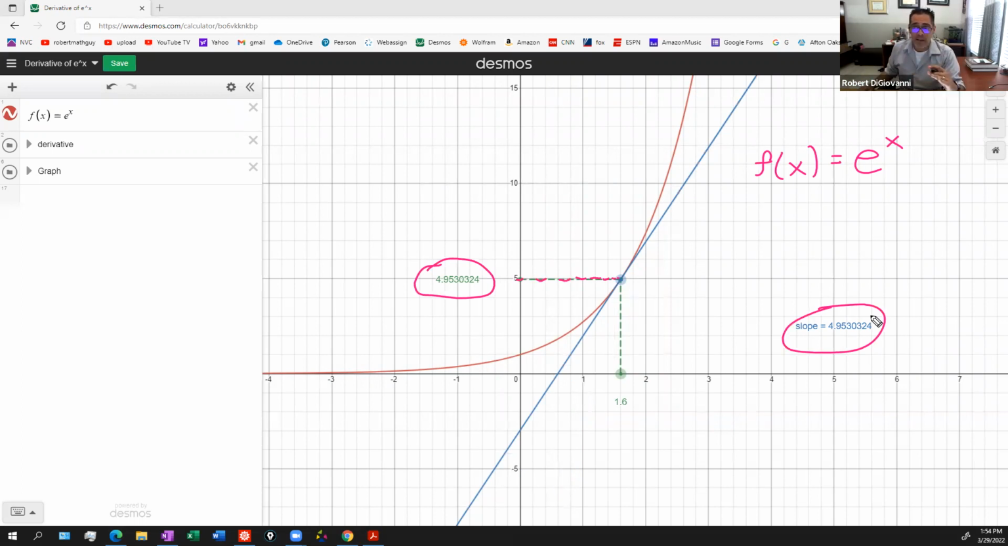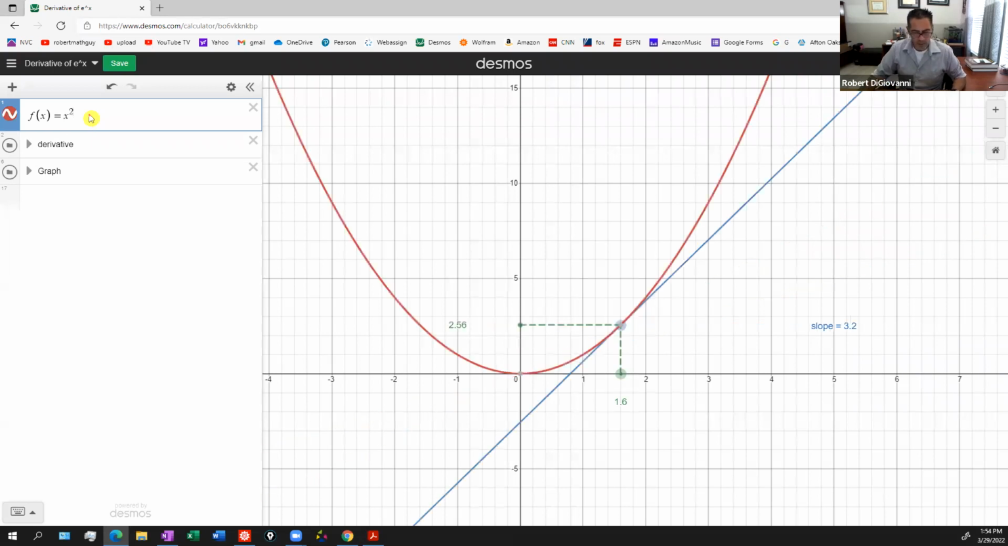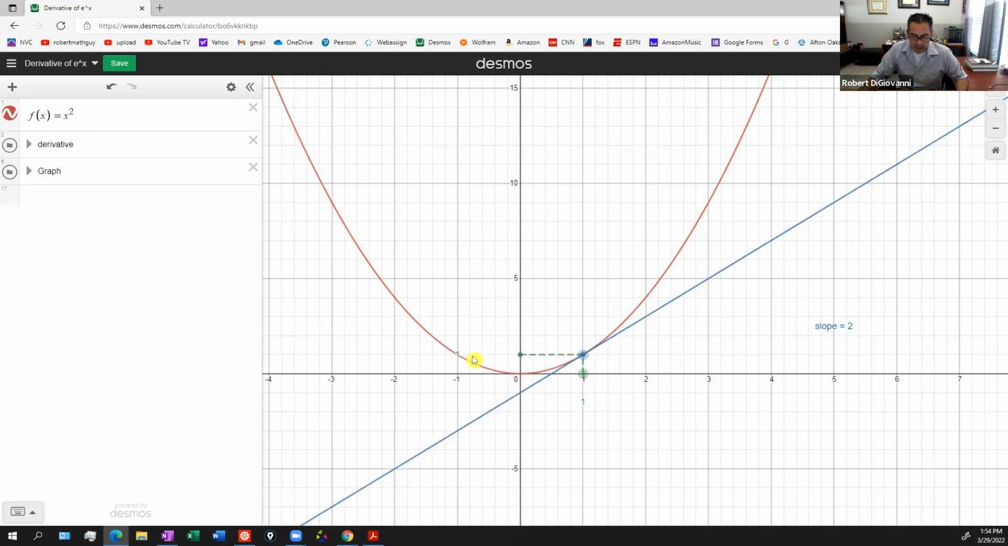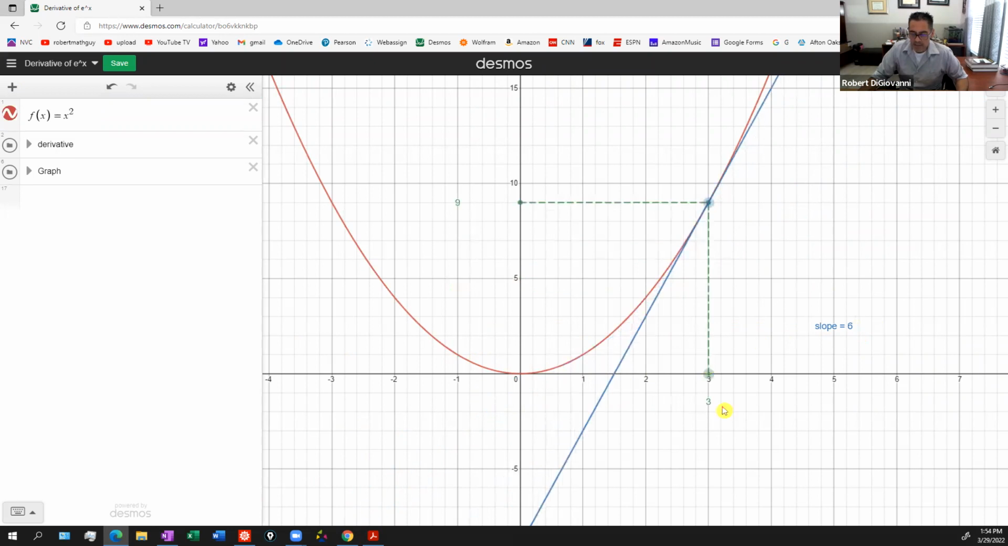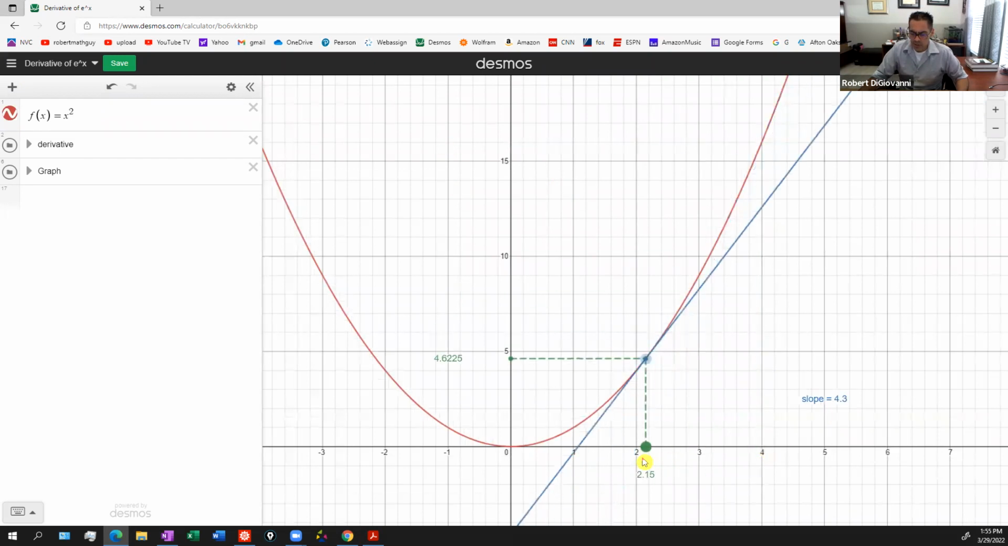That did not happen in the previous example, did it? When we had x squared, I'm going to show you x squared again. I really want you to understand this. This is such a huge deal. If I go back to x squared and go to some point like 1, the value of the function there was 1, but the slope was 2. They didn't match. If I went to 3, the value was 9, but the slope was 6. They don't match, do they? If I go to 4, the value of the function is 16, but the slope was 8. What if I go to 2?